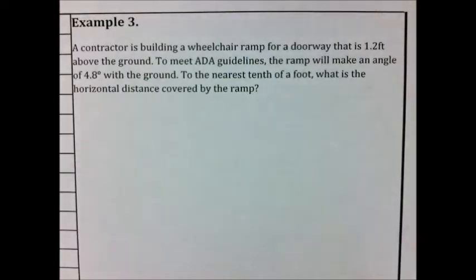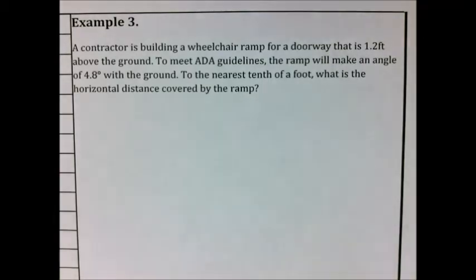Okay, last example here. It says a contractor is building a wheelchair ramp for a doorway that is 1.2 feet above the ground. To meet ADA guidelines, the ramp will make an angle of 4.8 degrees with the ground. To the nearest tenth of a foot, what is the horizontal distance covered by the ramp?